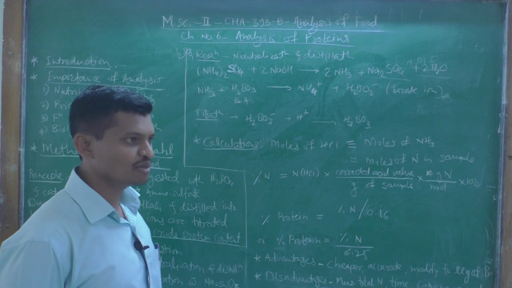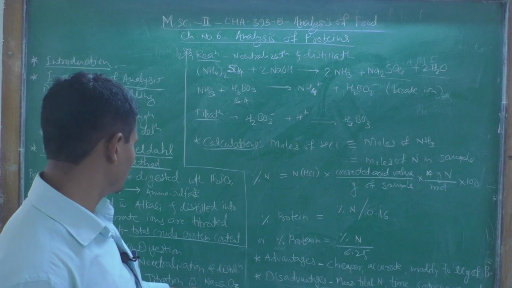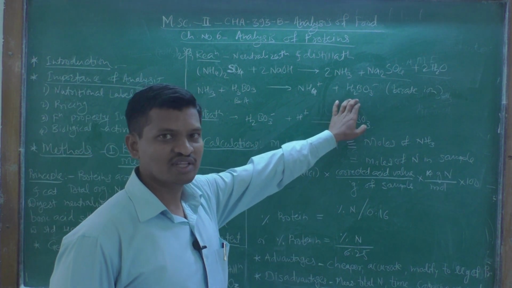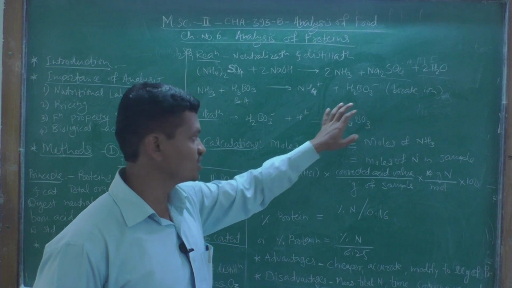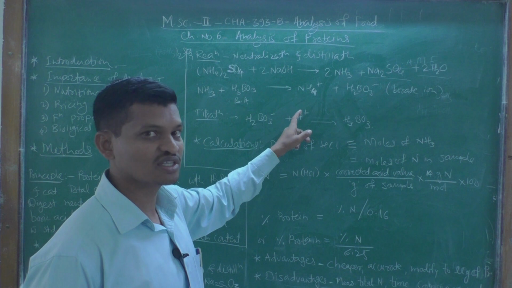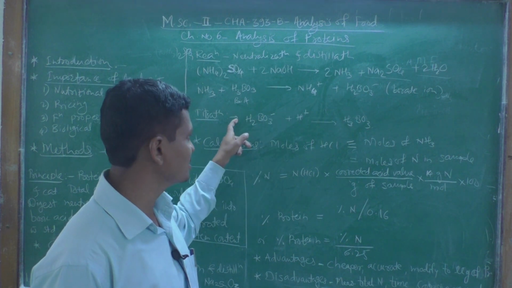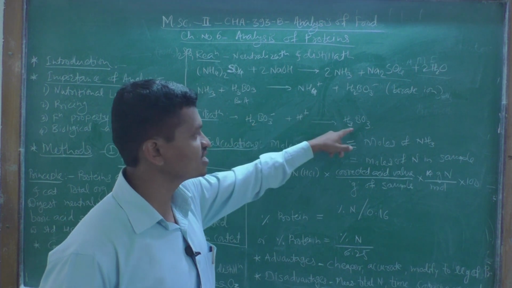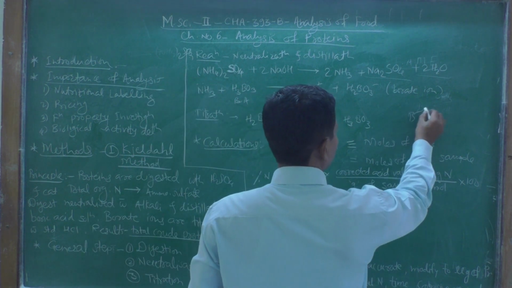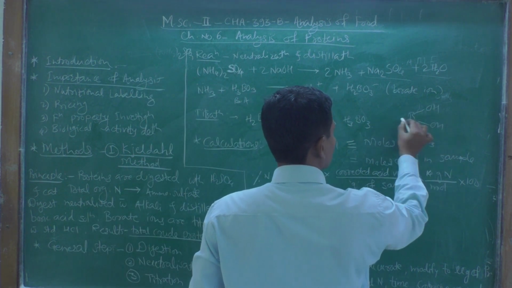But in the recent, new method, a new titration is done. The borate ions are titrated with standard hydrochloric acid solution. So H2BO3 minus plus H plus, the reaction between the hydrochloric acid and the borate ions, forms again boric acid, H3BO3, which is nothing but B(OH)3.